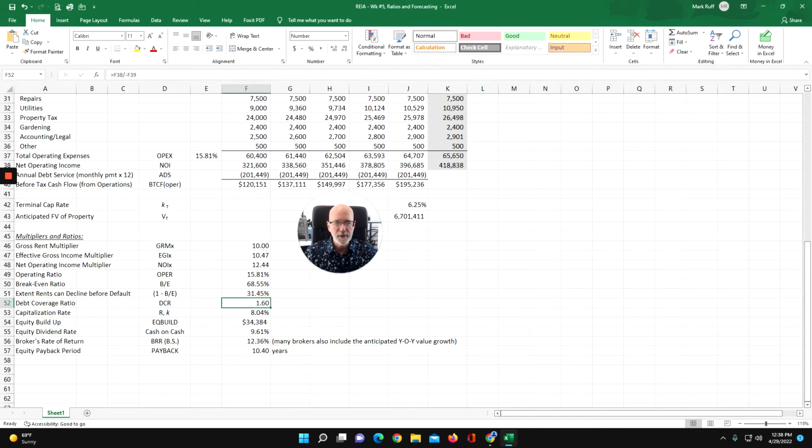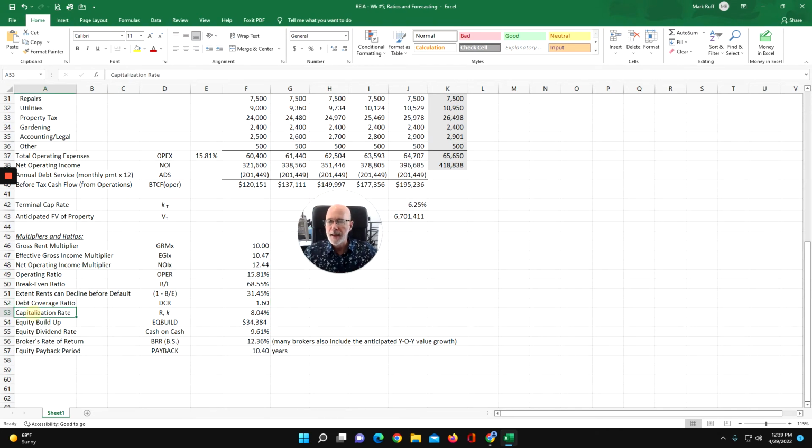That means that 60% of this net operating income is not being eaten up by the mortgage, by the debt service. Okay, so 60% is being held in reserves. That's pretty good. And I think the reason for that is because our operating ratio is only 16%. If this operating ratio were higher, this debt coverage ratio would be lower.